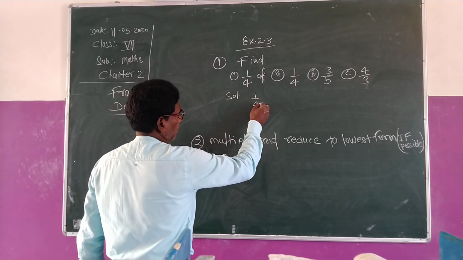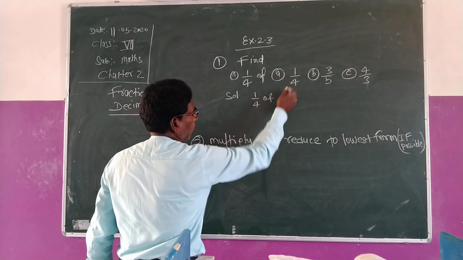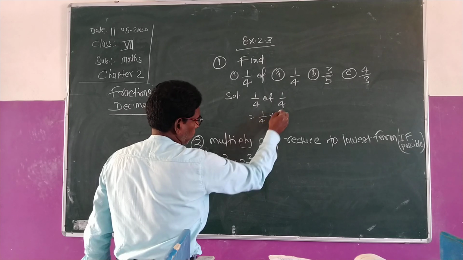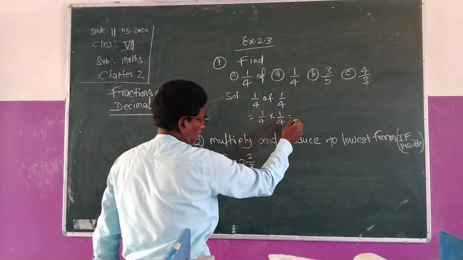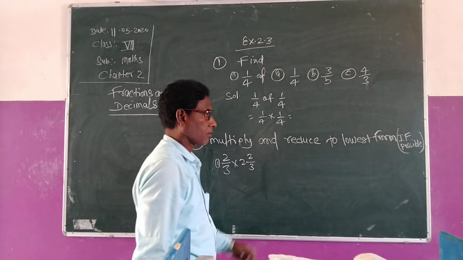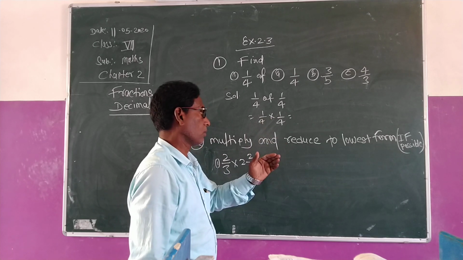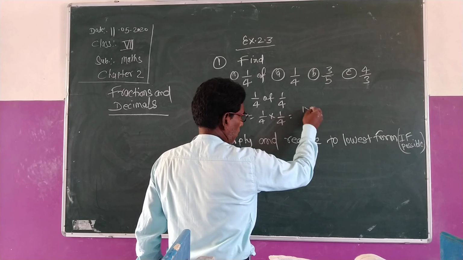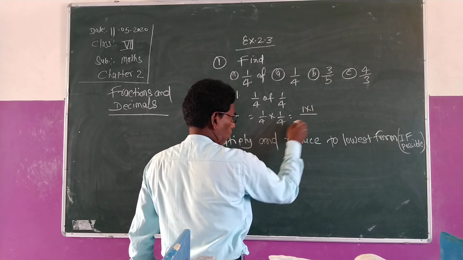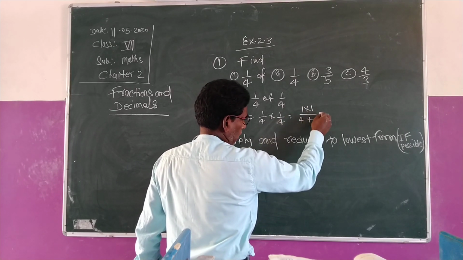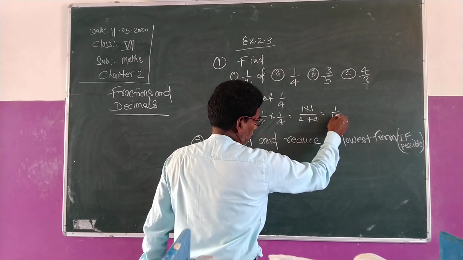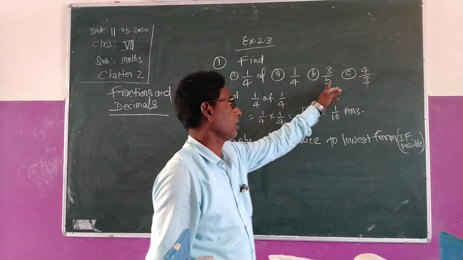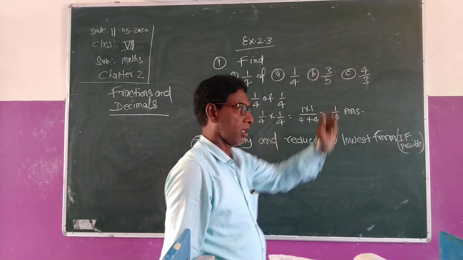1/4 of 1/4 is equal to 1/4 into 1/4. It is the rule. First you find the product of both numerators, which means 1 into 1 by 4 into 4 is equal to 1/16. That is the answer. Similarly, you will solve the next question.